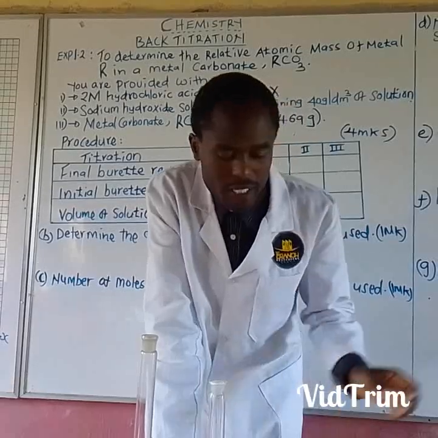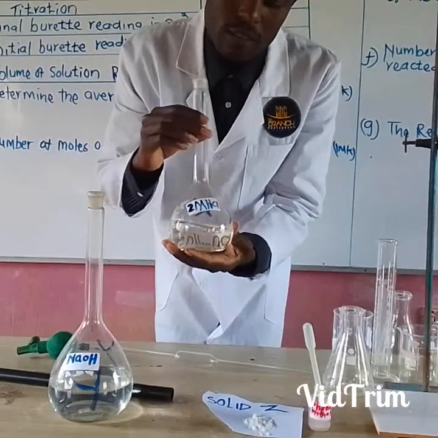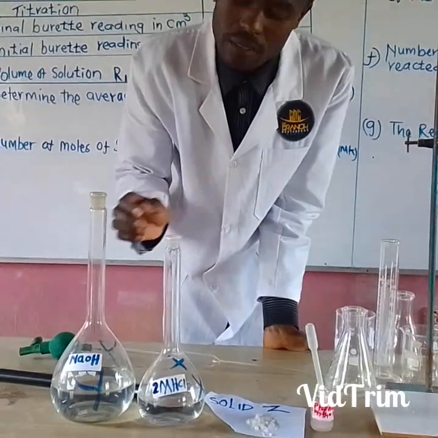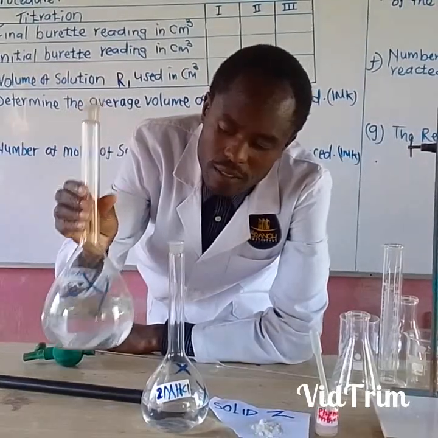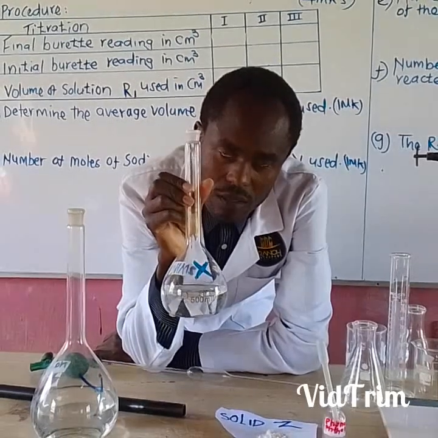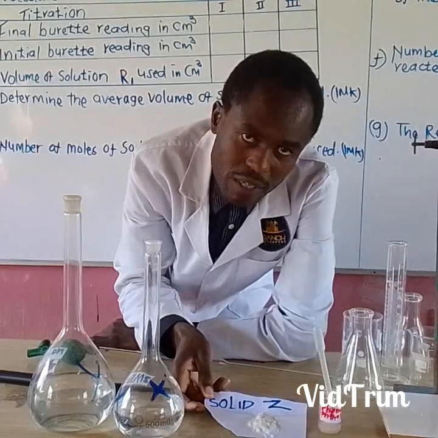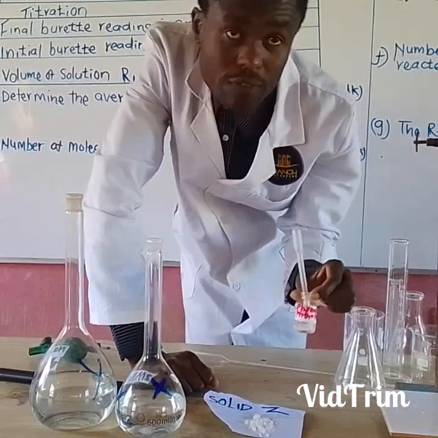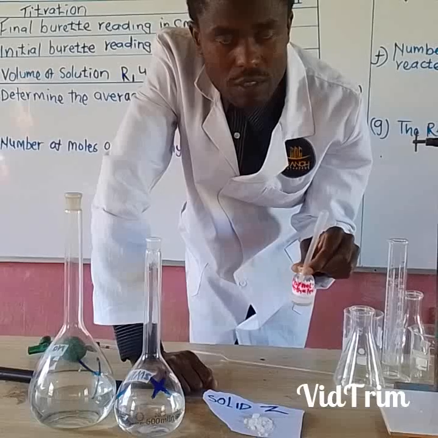Procedure number one, I'm going to take solution X, but before that, I need to take you through the reagents that I have with me. So I have sodium hydroxide solution labeled as solution Y, then 2 molar hydrochloric acid labeled as solution X, then I have a solid here labeled as solid Z. This is now the R carbonate, solid Z. Then I have phenolphthalein indicator with a dropper, and this one will be used dropwise.